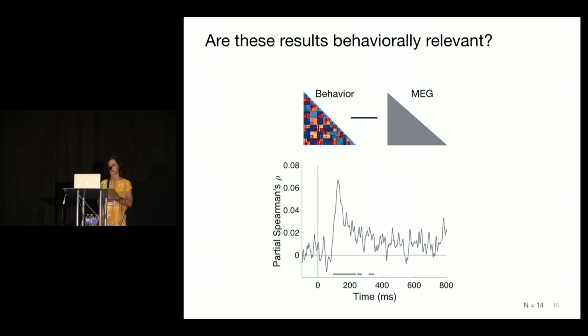And when we do this, what we see is that we actually find a correlation between our behavior and our MEG RDMs. The time points at which that correlation is significant overlap with the results and the effects that I've shown you before. So we actually find that these results that I'm showing you here are behaviorally relevant.